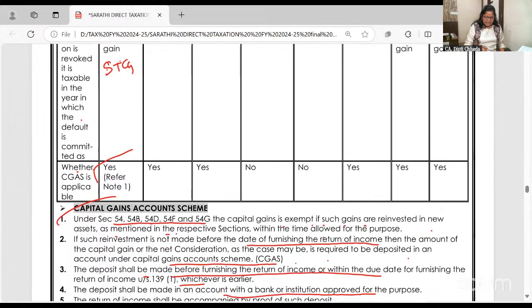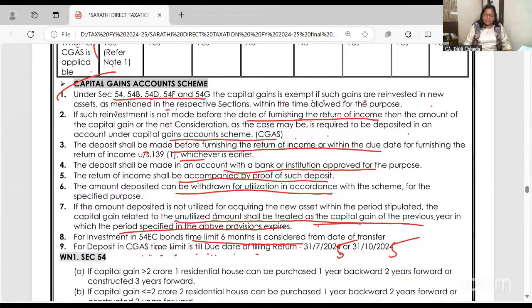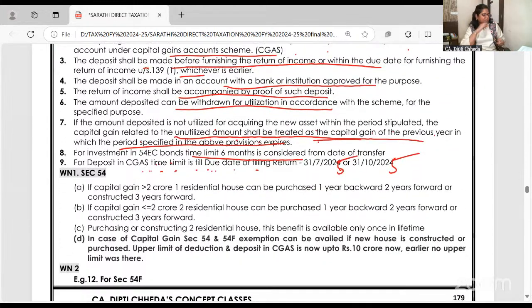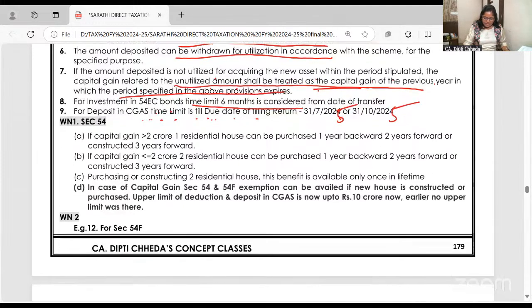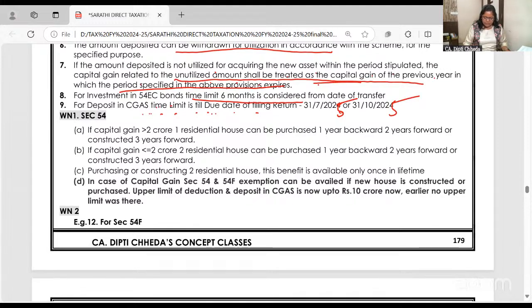And is CGA scheme applicable? Answer is yes. Clear? Very clear. Yes, some more details are there. Please ask. Unmute and ask. Ma'am, what is the doubt, you ask. No problem. Time limit, still you are confused? I'll explain in the notes.